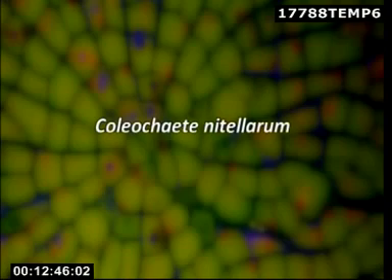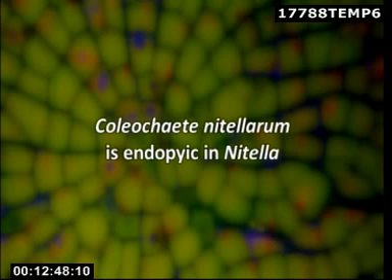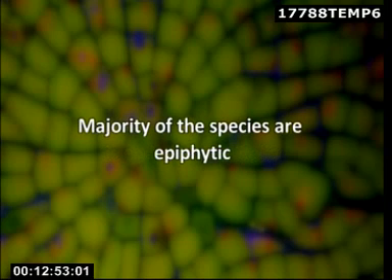The species also grow endophytically inside the cell walls of charophytes. For example, Coleochaete nitellarum is endophytic in Nitella. However, the majority of the species are epiphytic.